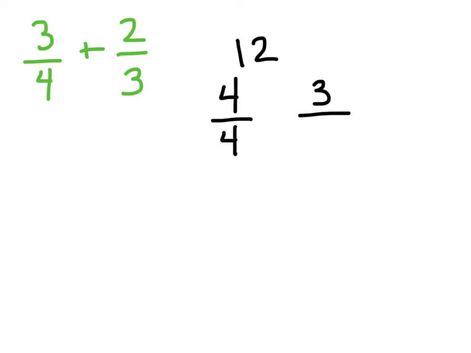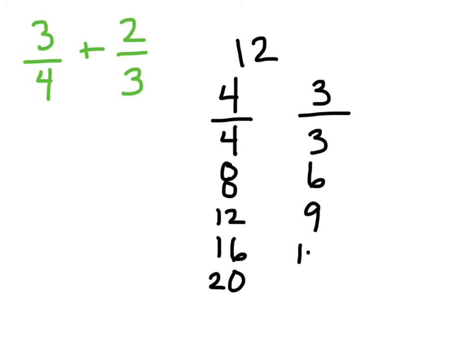So we'll have 4, 8, 12, 16, and 20 for 4. 3 will be 3, 6, 9, 12, and 15. Well, let's see. Our only common multiple I can see is 12, and that is our least common denominator. So yes, in this case, once again, that easy trick works. Just multiplying the two denominators by one another gives us our least common denominator. Now let's convert these to equivalent fractions and add.